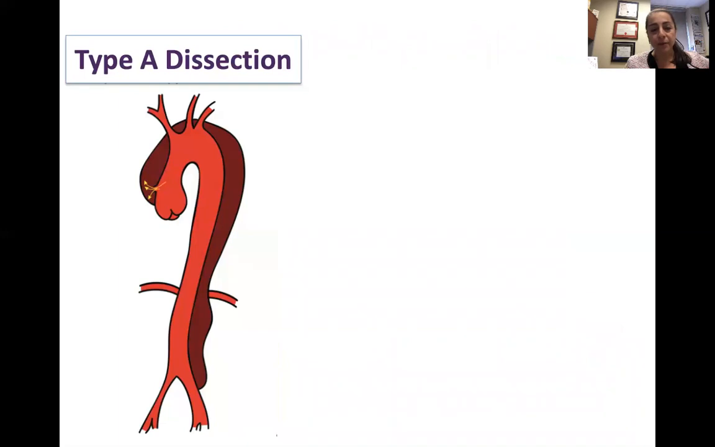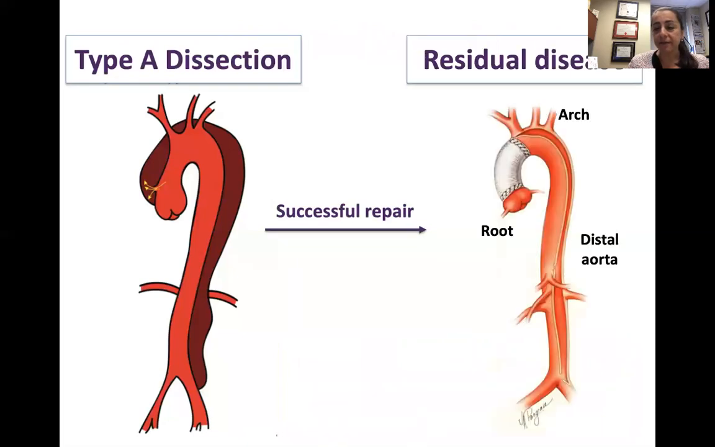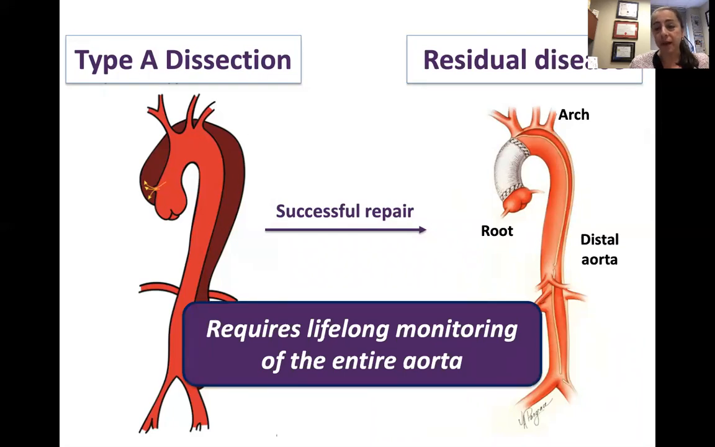One very important point for you to remember is that with acute type A dissection, even after successful repair, we often have residual distal dissection that needs close monitoring. The aortic root may be unrepaired and may become aneurysmal in the future, and the arch and distal aorta are often dissected and may also become aneurysmal in the future. This essentially means that anyone with any hereditary condition and anyone who has lived through successful repair of an acute type A dissection requires lifelong monitoring of the entire aorta, and that's a very important point.